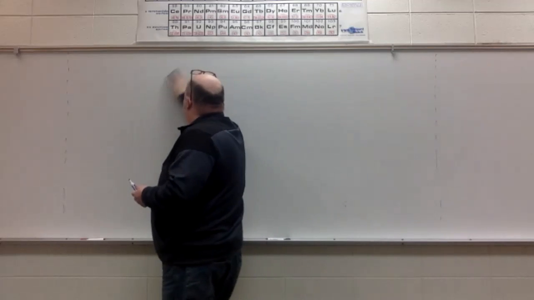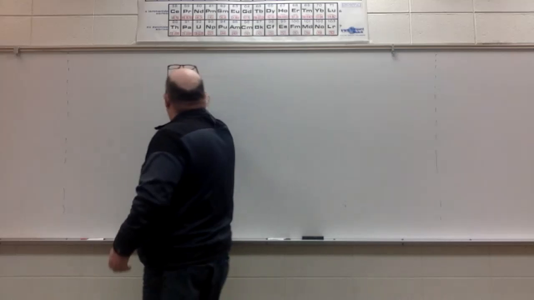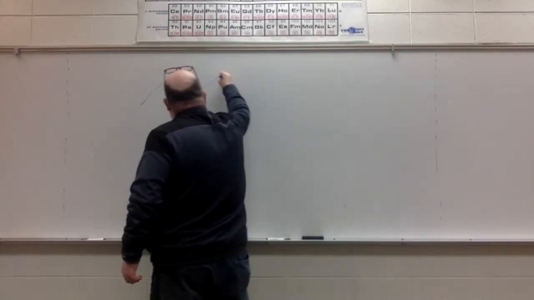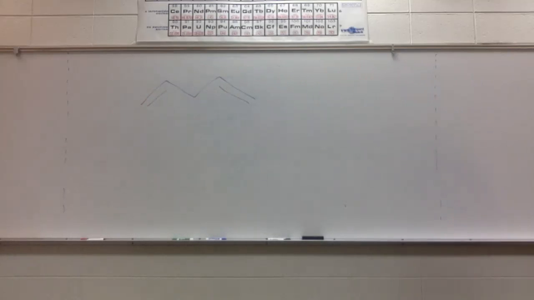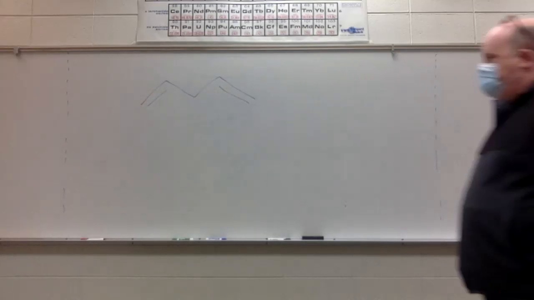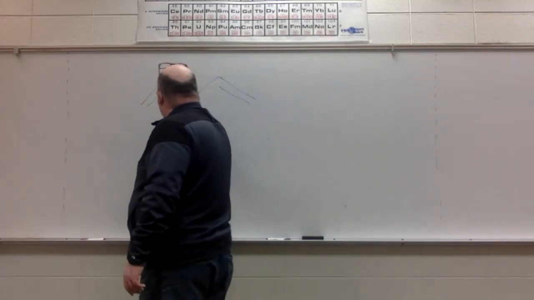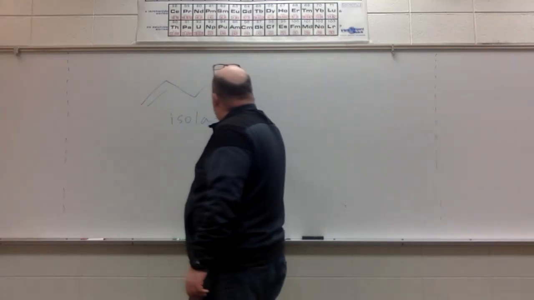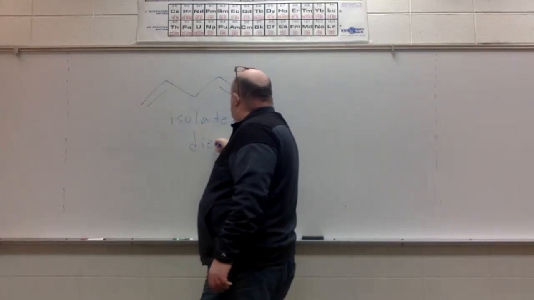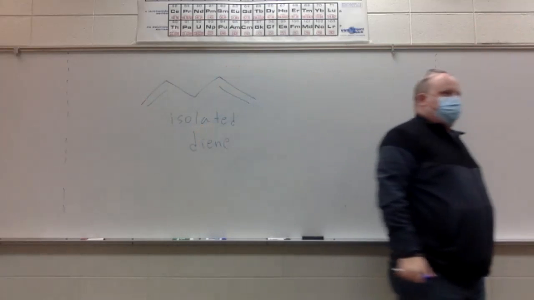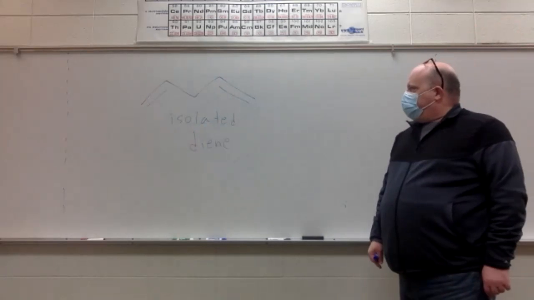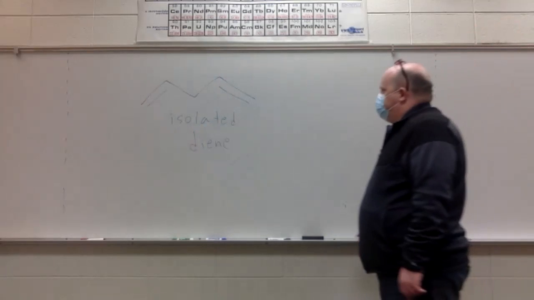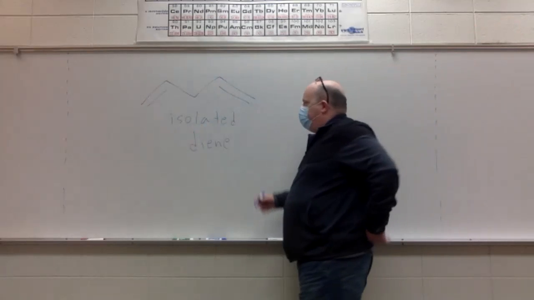When you take something like this, what I'm about to draw, that's the one we said was not conjugated. This is what we call an isolated diene. Basically it just means not conjugated. This one you can draw a couple of resonance structures, so these in and of themselves are fairly stabilized.